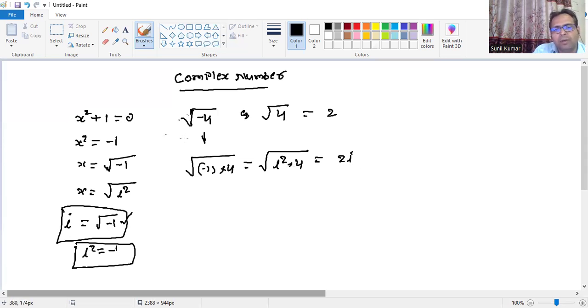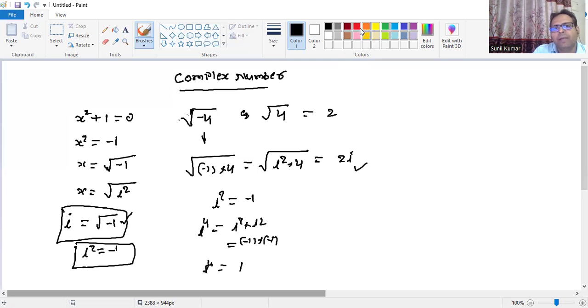Once you have the concept of the complex number, we have some properties of this concept. What are the main properties of iota? Suppose i square is minus one, iota square is minus one. Suppose we are going to find the value of i to the power 4. We get i square into i square, so minus one into minus one. So i to the power 4 is 1.